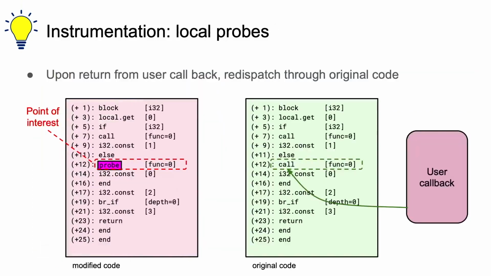Does the probe then also have its own entry in the dispatch table, or is it just a generic illegal instruction? It's an illegal instruction, but it's one that's not in the spec, so I can use it internally. Yeah.